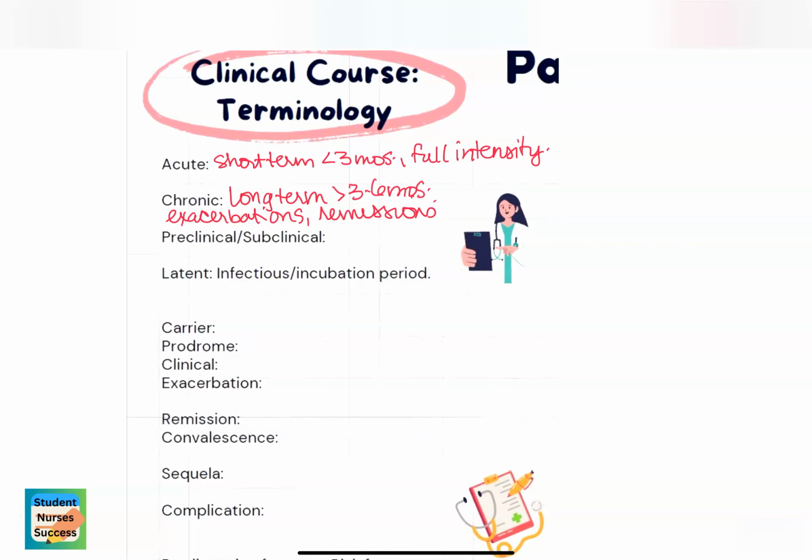We can also use the terms preclinical and subclinical. This means that the disease is not yet evident and maybe not all the signs and symptoms are showing. We also sometimes call this asymptomatic. Latent is another term. Latent can mean a lot of different things. Latent can be the time from exposure to the development of the disease.